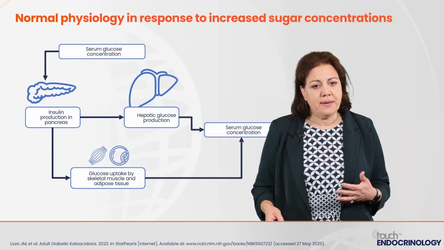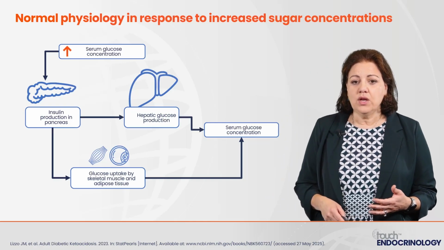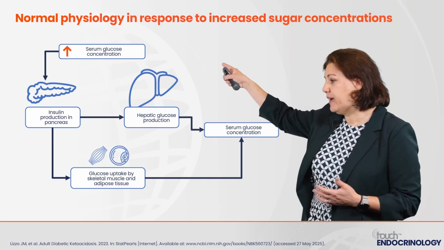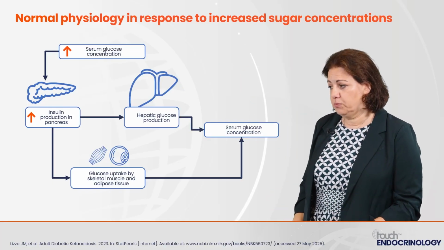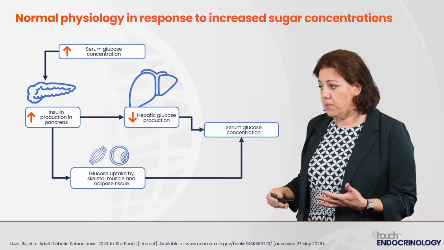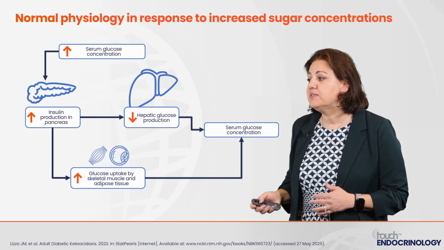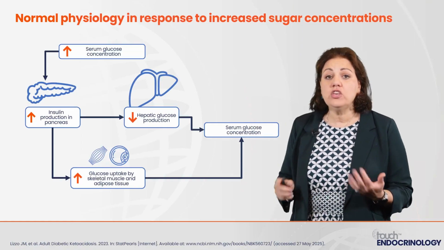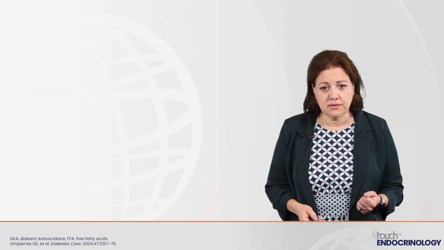So what would usually happen in an individual who does not have diabetes when glucose levels are elevated? So insulin production from the pancreas would increase, and this would then suppress hepatic glucose production. In addition to that, insulin's going to work on the skeletal muscle and promote glucose uptake in both skeletal muscle and adipose tissue. And the cumulative effect of all of this is going to be lowering of glucose levels.